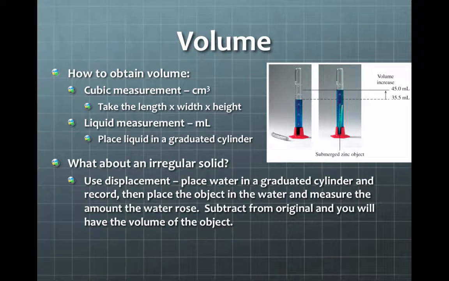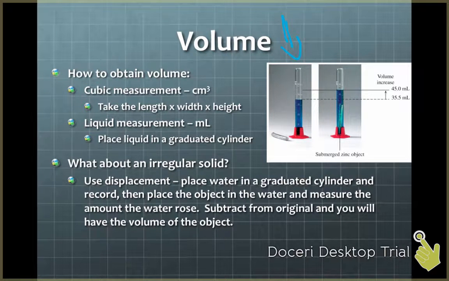Okay, when we're dealing with density, there are several different ways we can get to volume. Like I was saying in the last slide, when we have solids, we usually use cubic measurements such as centimeters cubed. This is when we have a cube or a rectangle or a square and we can physically measure the length times the width times the height, and we get our centimeters cubed. We can also do liquid measurements where we use a graduated cylinder, which you see to the right, which we talked about in previous videos. This is where we can measure a liquid in milliliters. We just simply place the liquid in a graduated cylinder.